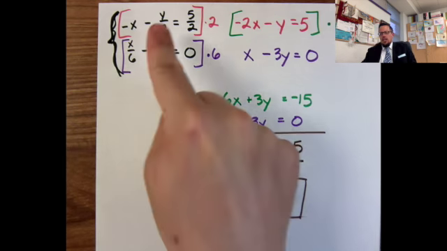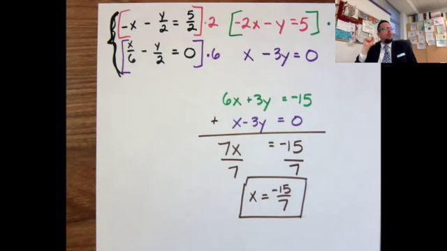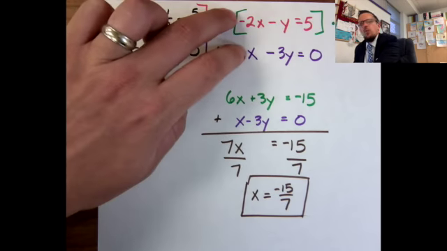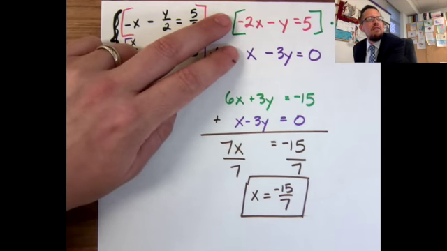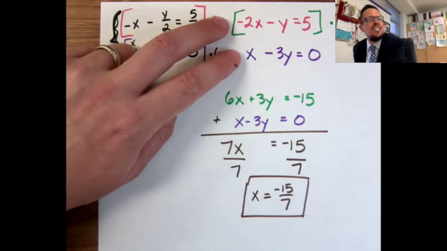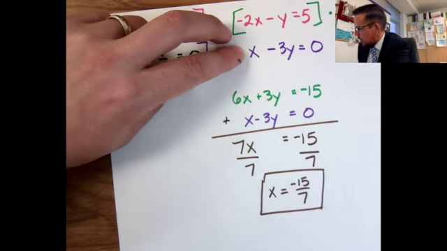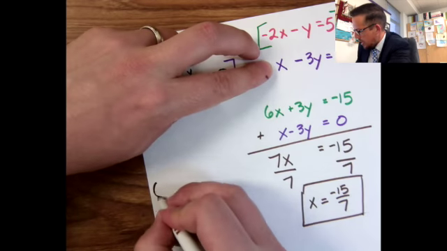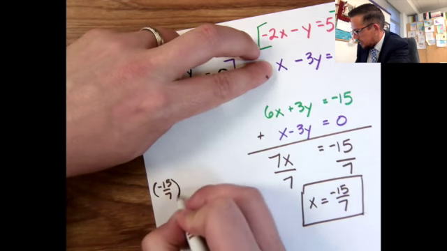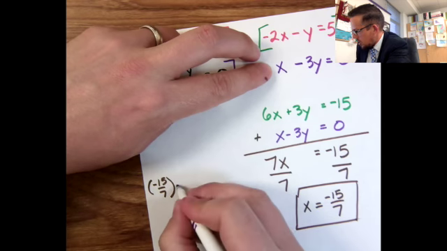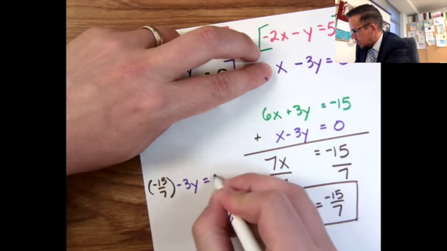So I can go back up and plug it into either one of these equations. Unfortunately, plugging it into either one of those equations means I'm going to have to deal with fractions again. So I'm not going to plug it into either one of these. I'm going to plug it into one of the ones after I got rid of the fractions. Now looking at these two, which one's going to be the easiest to plug in x? Top or bottom? You think the bottom one? Okay. So I'm going to replace the x with negative 15 sevenths minus 3y equals 0.